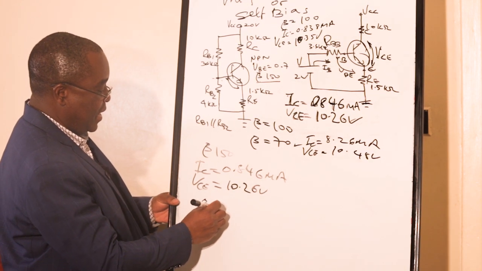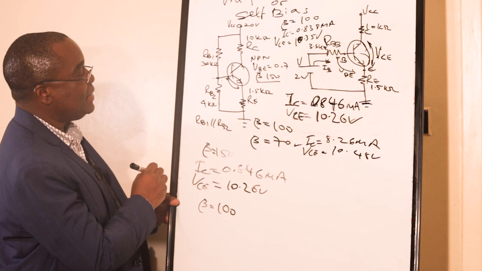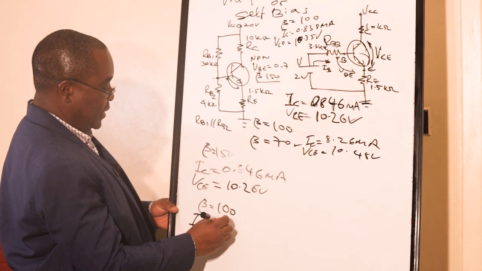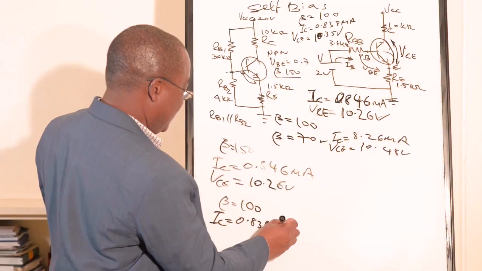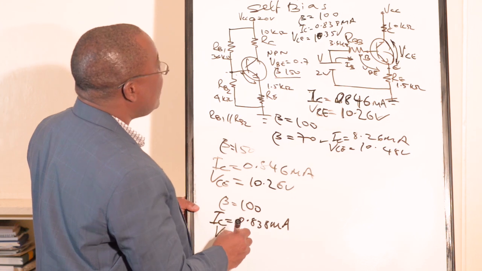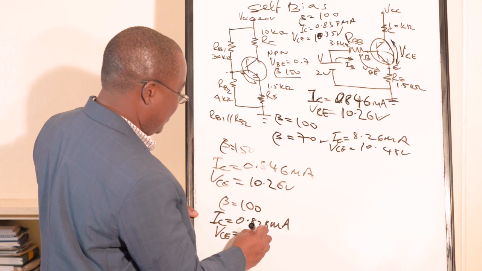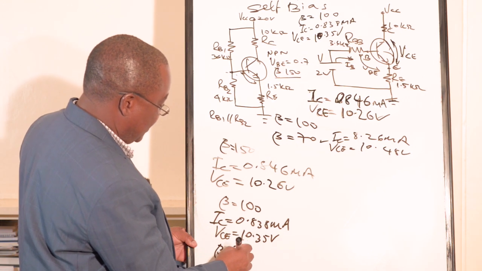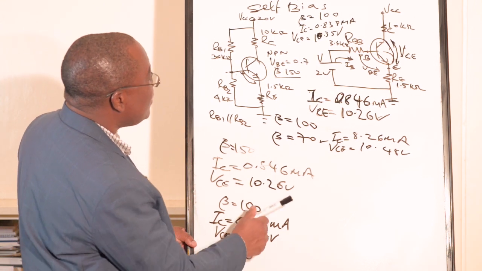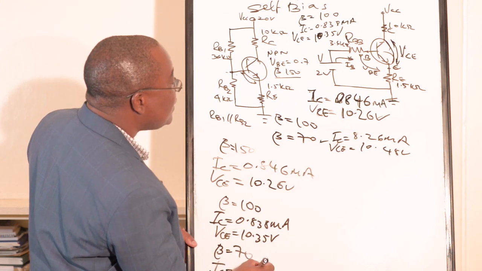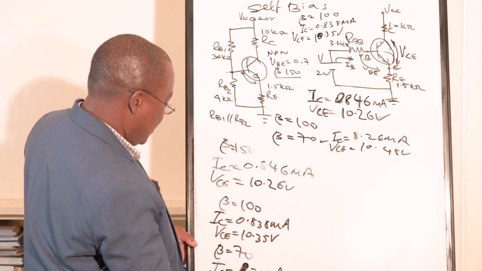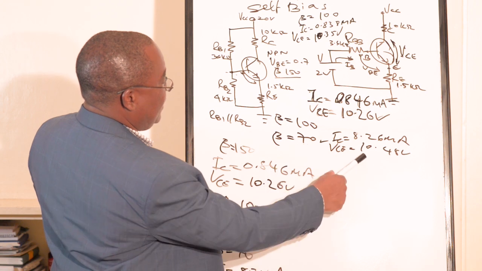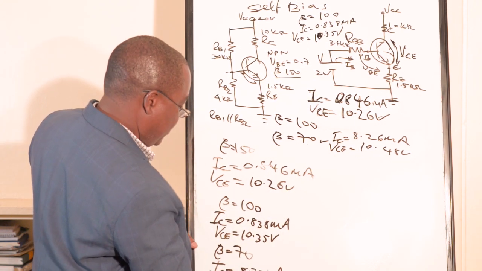Beta at 100, our values are here. Our IC equal to 0.838 milliampere, and our VCE equal to 10.35 volts, and our beta at 70, our IC is 8.26 milliampere, and our VCE, collector emitter voltage, at 70 here is 10.48 volts.